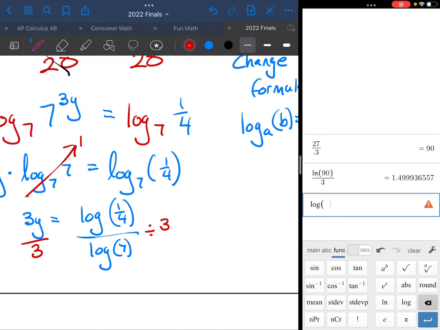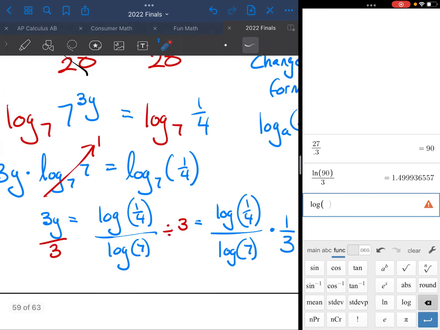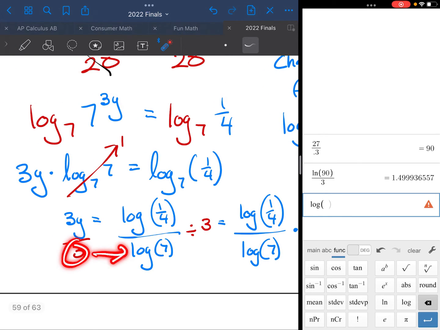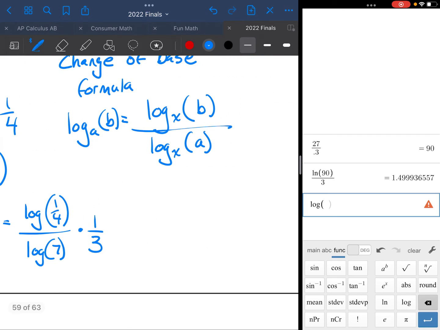Whenever I divide, I'm really doing keep it, change it, flip it, right? So this is going to be equal to, keep it, log of 1/4 divided by log of 7, keep it, change it, flip it, which means that the 3 only belongs in the denominator. Normally people know that: if I divide by 3, the 3 just goes down here as well. I'm just making sure everyone knows why that is the case. So a long-winded way of saying our answer is log of 1/4 divided by 3 times log of 7. Just got to enter that into the calculator.